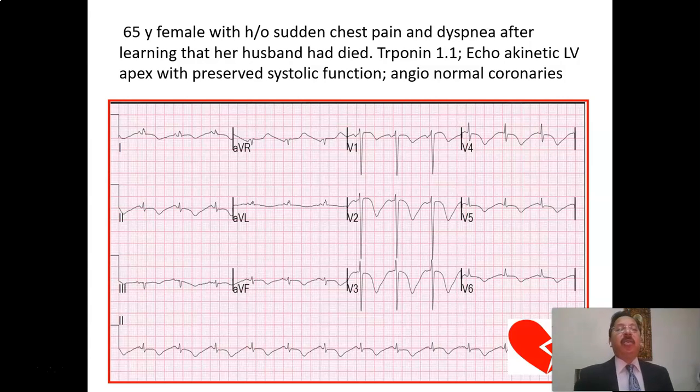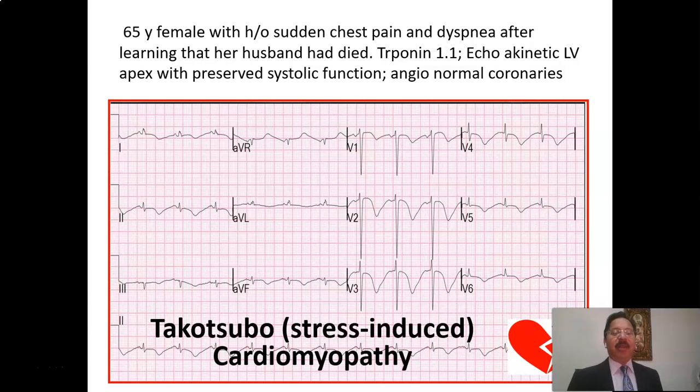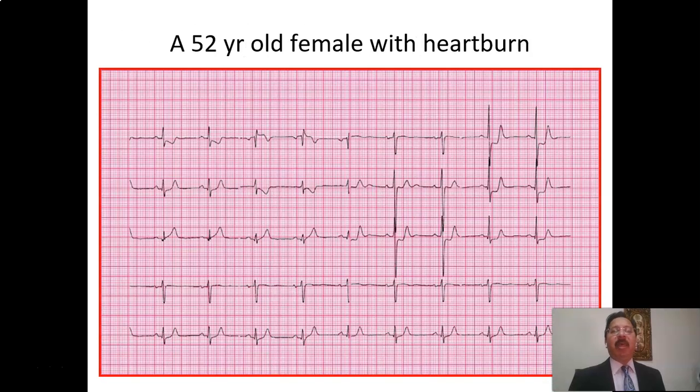So it's a 65-year-old female with a history of sudden chest pain and dyspnea after learning that her husband had died. Troponin is slightly raised. Echo shows the akinetic left ventricular apex with preserved systolic function. Angiography was done, and the coronaries are normal. But deep giant T wave is also a feature of broken heart syndrome, Takotsubo cardiomyopathy or stress-induced cardiomyopathy. So all these causes you have to keep in mind.